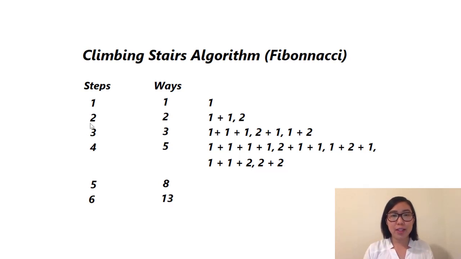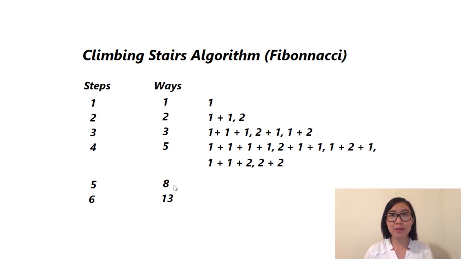So here we can see that the amount of ways to get to the top with a maximum of 4 steps is 3 plus 2. And then here we can see that the number of ways to get to the top of 5 steps is 5 and 3, which are the previous 2 ways.